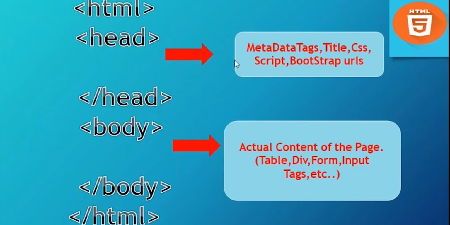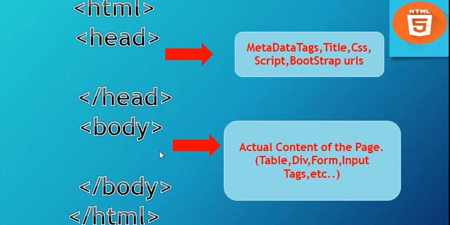In the head section, normally we can write metadata tags, title, CSS, and JavaScript or jQuery, Bootstrap related URLs. We will discuss all these in the further coming videos, but you can see in this head section we didn't write any logic. We are just declaring the metadata tags, the title of the application, and cascading style sheet URLs, JavaScript or jQuery URLs, or Bootstrap URLs. You are just mentioning the URLs here.